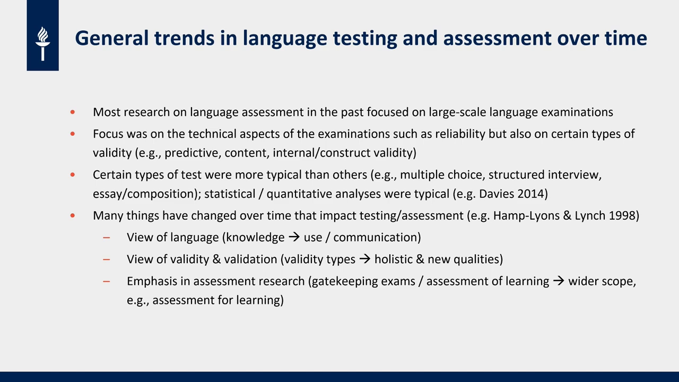Our understanding of language and what it means to know language, from knowledge of language to actually being able to use it for communicative purposes, is one very clear change. Our view of validity has moved on from the more technical structural aspects to encompass more holistic views, covering things like the impact on learning and larger phenomena. Authenticity, ecological validity, ethical considerations and fairness are now included when we talk about the quality of assessment and what validity and validation mean.